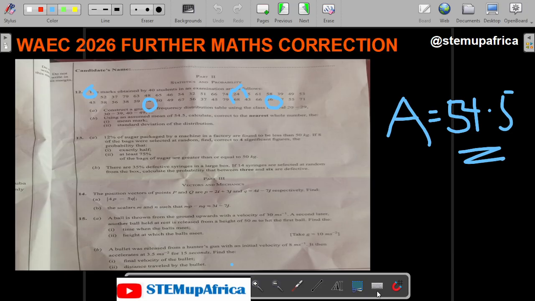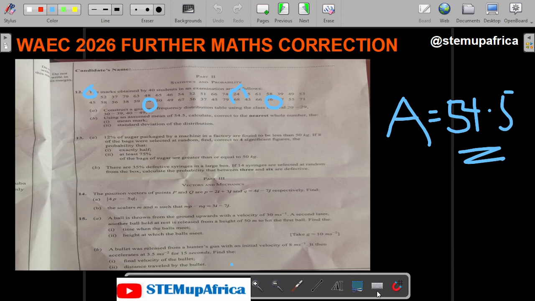It says 12% of sugar packaged by a machine in a factory are found to be less than 50 kilograms. If 8 of the bags were selected at random, find, correct to the first significant figure, the probability that exactly half. So the ones they package are less than half, which is 50%, which is 50 kilograms. So assume that the total bag is 100 kilograms. So let's see how we get exactly half of the bag packaged is 50% or 50 kilograms.